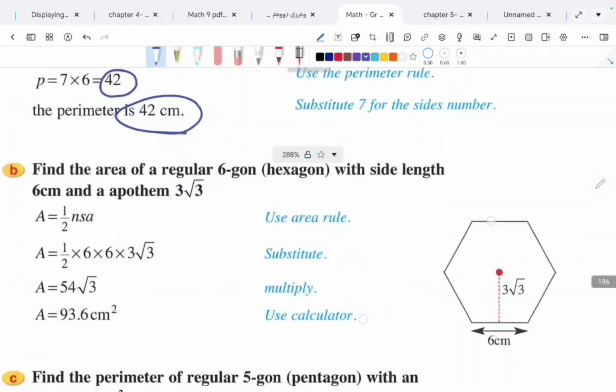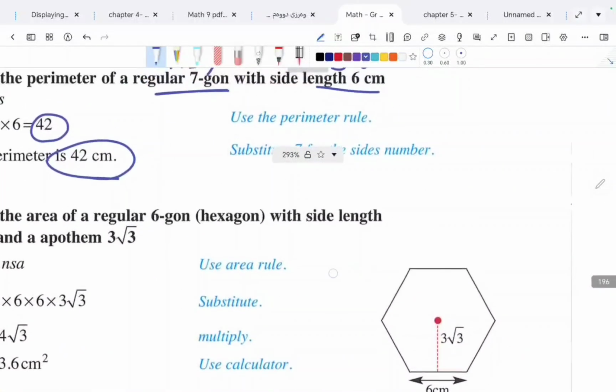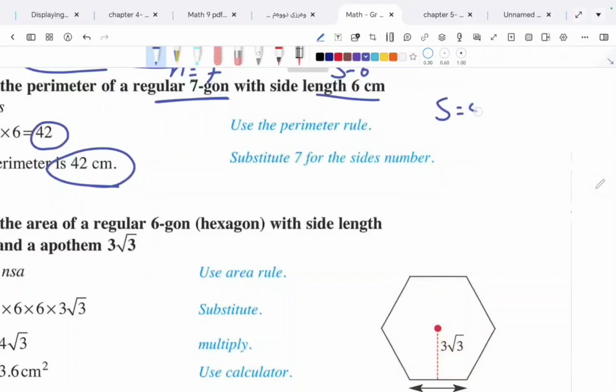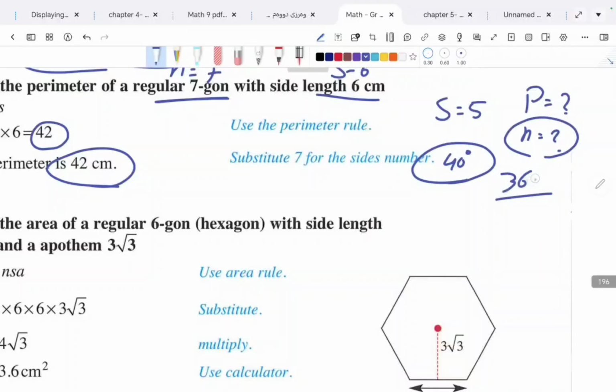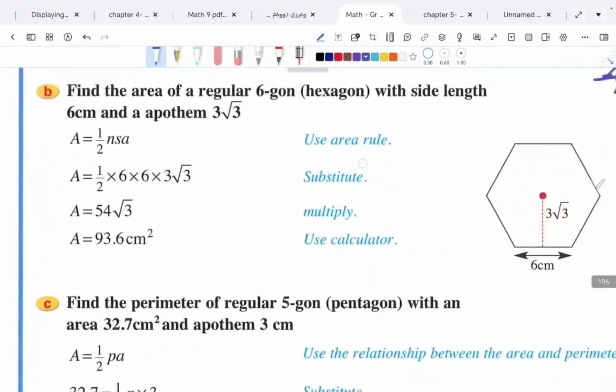Sometimes they say: find the perimeter of a regular polygon with side length 5. So s equals 5, and they ask to find P. But they don't give us n. How to find n? They give us the central angle measure, which equals 40 degrees. So by using the central angle, you have to find n. It is 360 divided by 40, which equals 9. Now we have n. Multiply them: 9 times 5 equals 45.